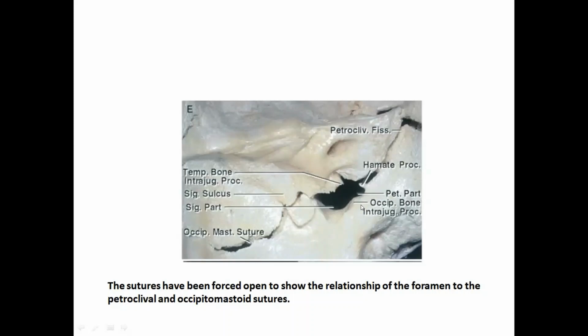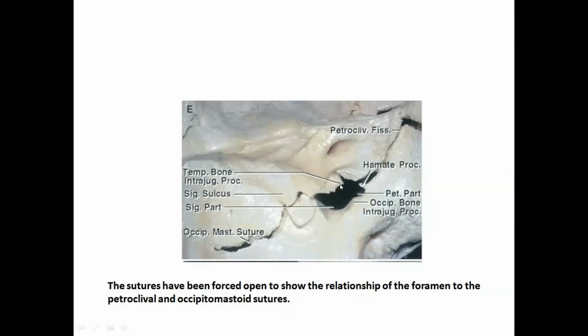This is the squamous portion of the occipital bone, like we were talking about. This is the petrous part of the temporal bone. This is the intrajugular process of the temporal bone. And the occipital bone also has an intrajugular process, which is usually smaller compared to the process of the temporal bone. This is a hammered process, which is often present on the occipital bone, but it sometimes has a bony prominence of the jugular bulb itself.